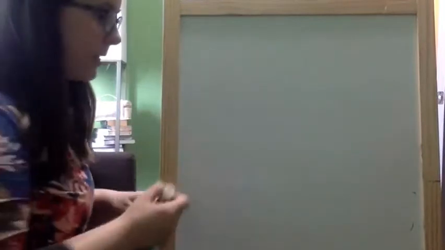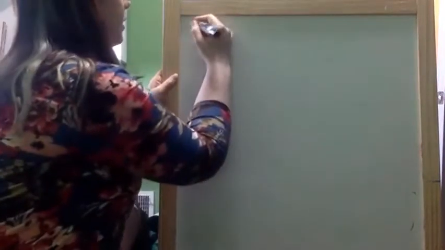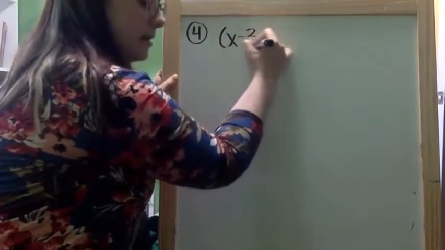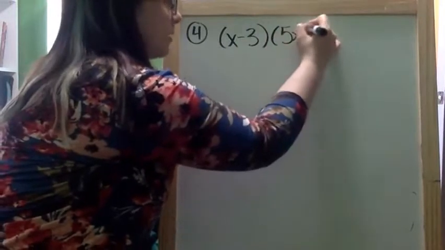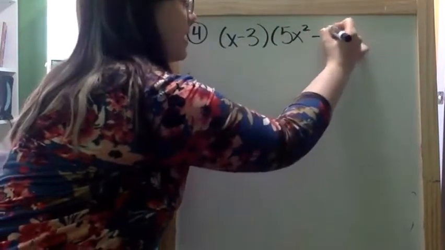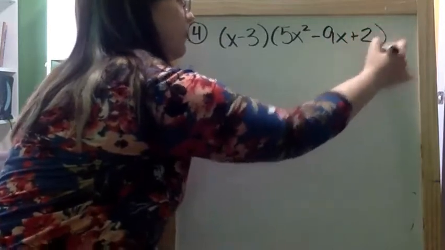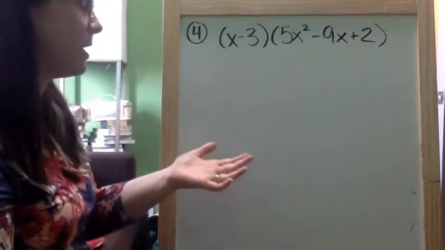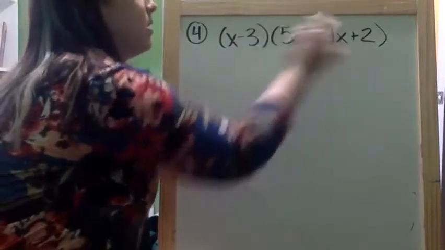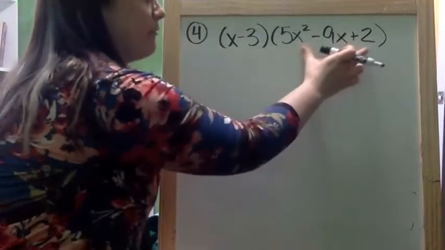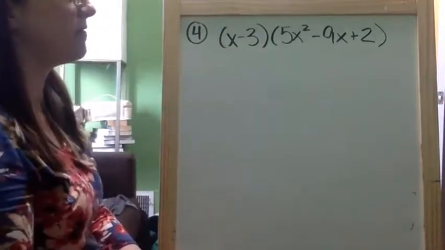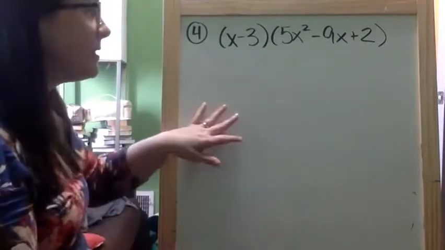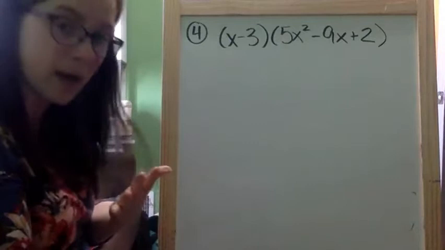Let's look at a binomial times a trinomial. So we would have x minus 3 times 5x squared minus 9x plus 2. So again, I can use my distribution method here, but now I'm distributing x minus 3 to everything inside of that trinomial. So those arrows start to get a little messy. So this is a place where I prefer to use the box method.